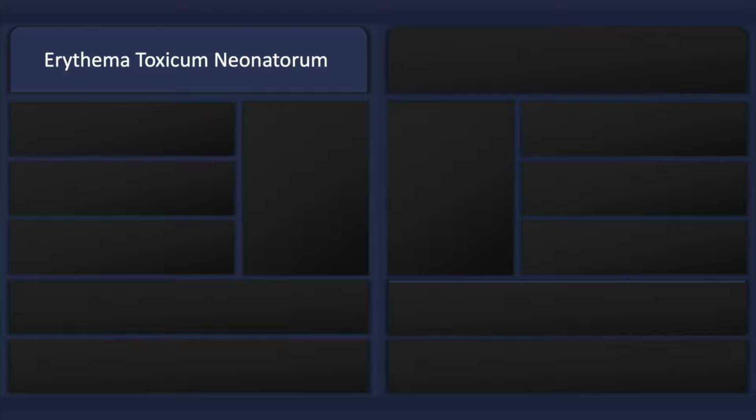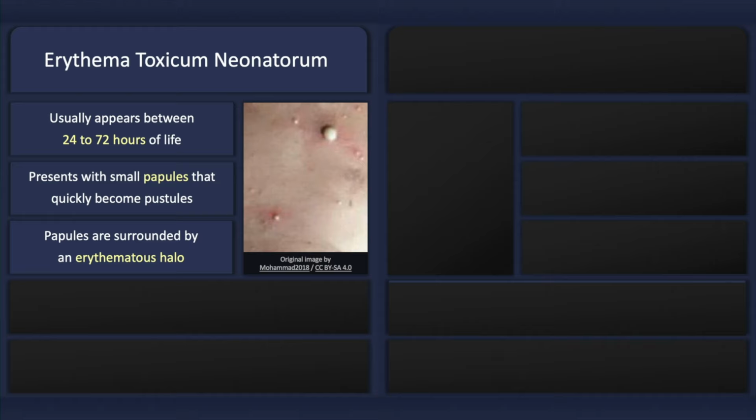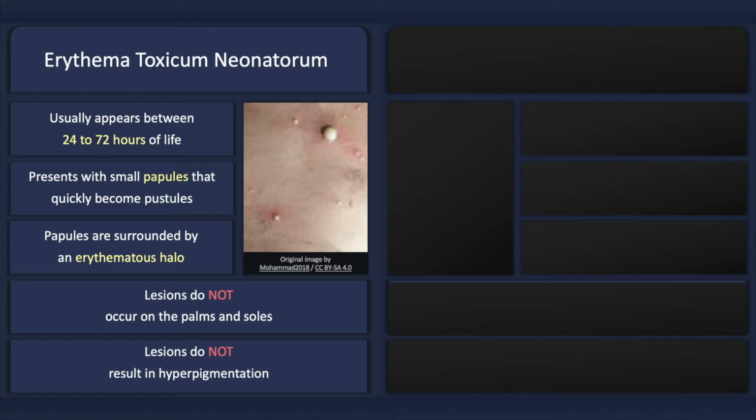Erythema toxicum neonatorum usually appears between 24 to 72 hours of life. It presents with small papules that quickly become pustules, and has papules which are surrounded by an erythematous halo. The lesions do not appear on the palms and soles, and the lesions do not result in hyperpigmentation.